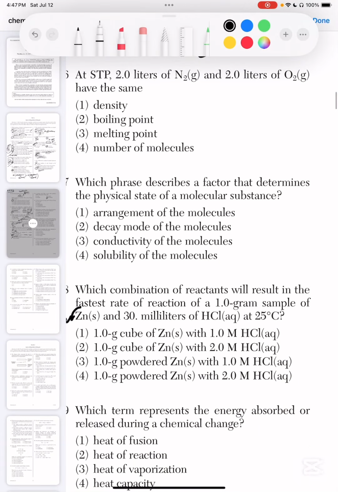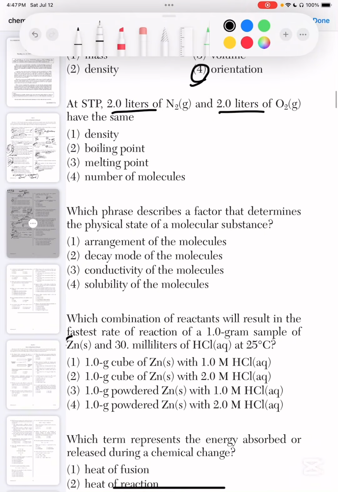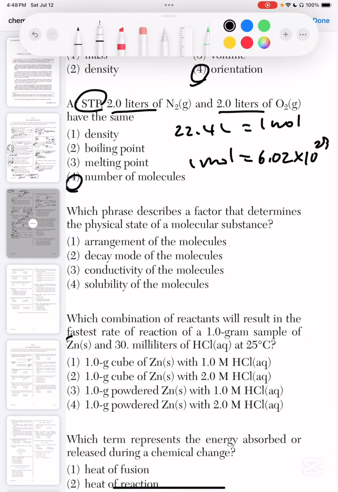At STP, 2 liters of nitrogen and 2 liters of oxygen have the same, so you have 2 liters of both, and at the same pressure, 22.4 liters is 1 mole. So if they have the same volume, they have the same number of moles of gas. When you have the same number of moles of gas, you have the same number of molecules, because 1 mole is 6.02 times 10 to the 23rd molecules.